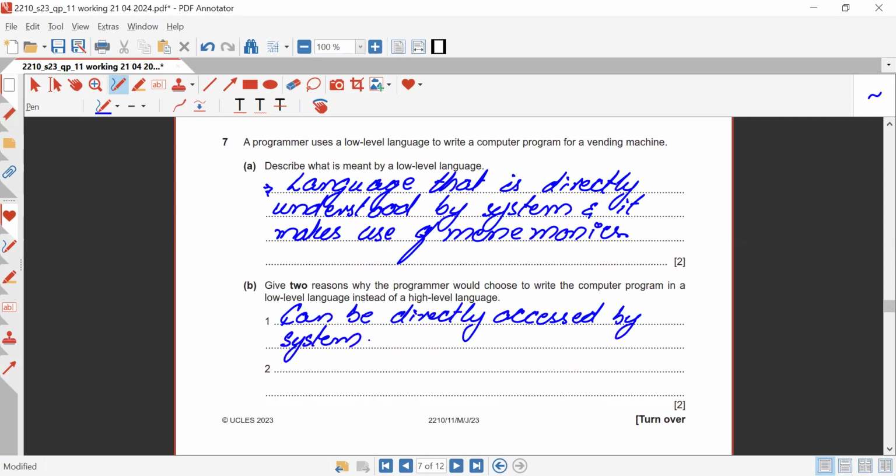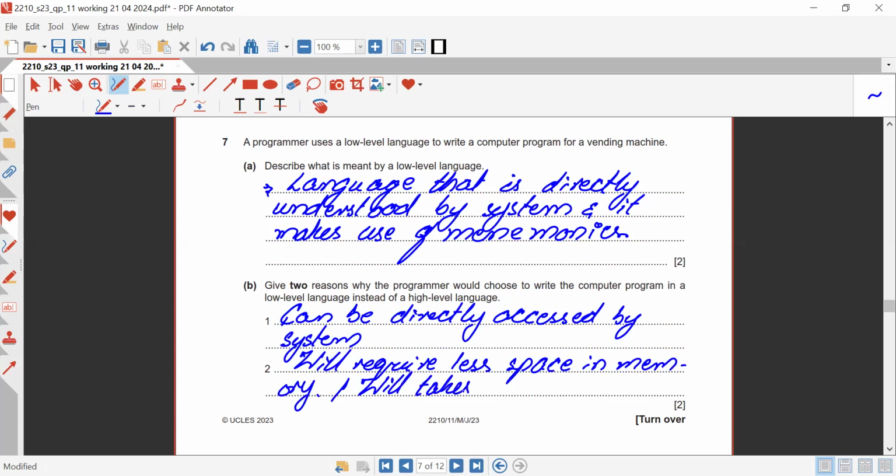Other thing you can write down: will require less space in memory. And one more you can write down: will take less time to execute, shorter to execute. So these could be a few of the points.